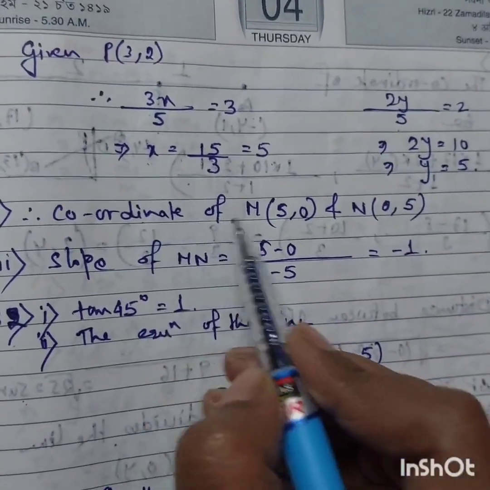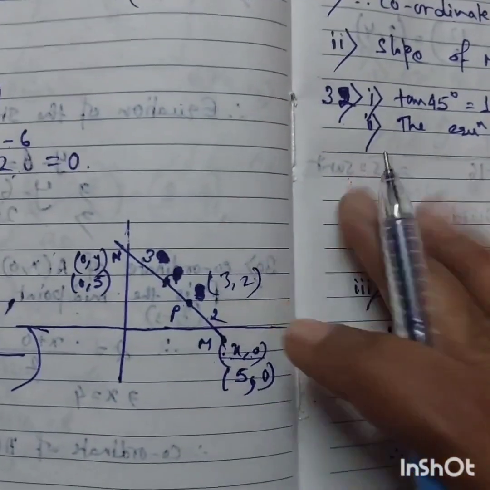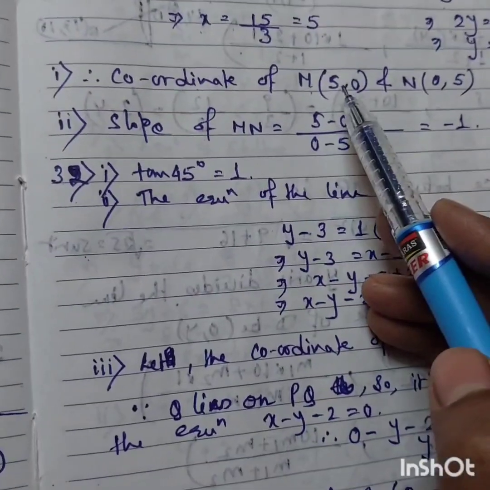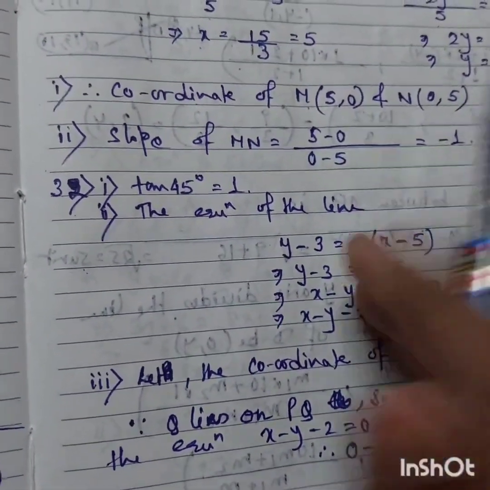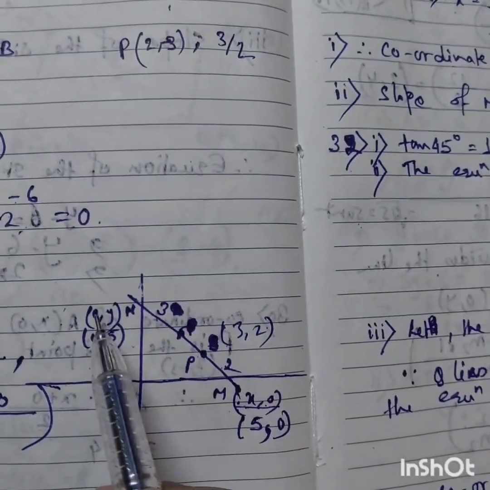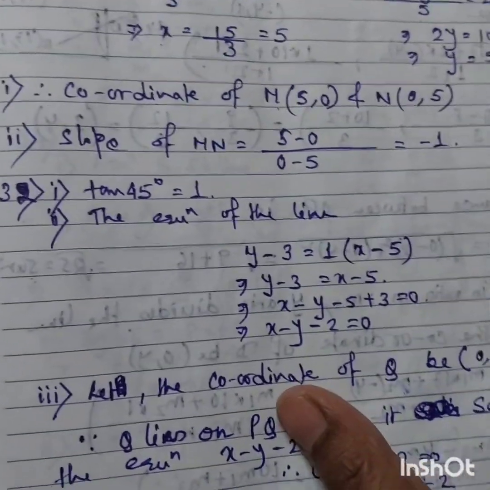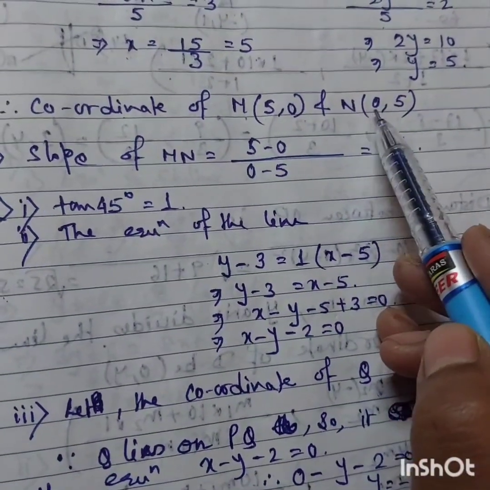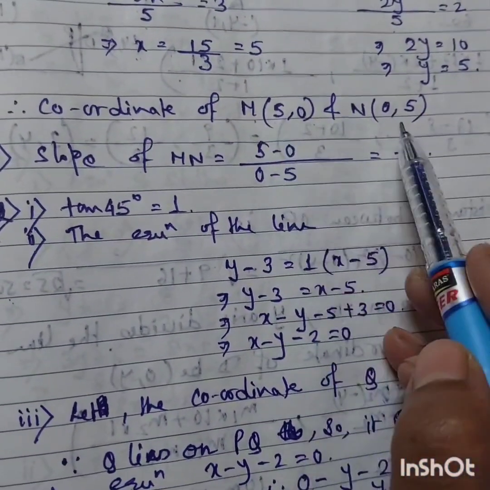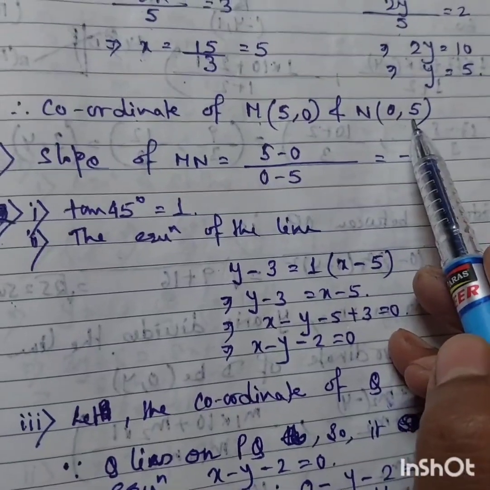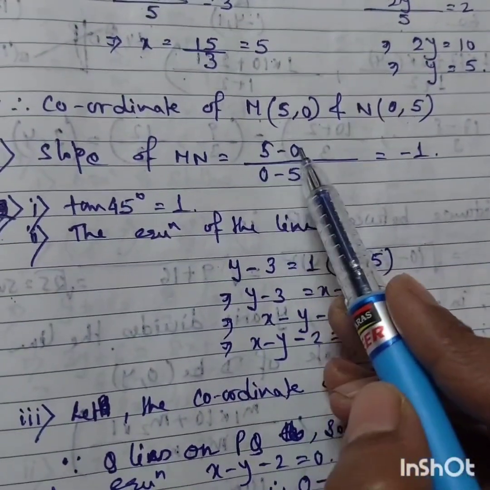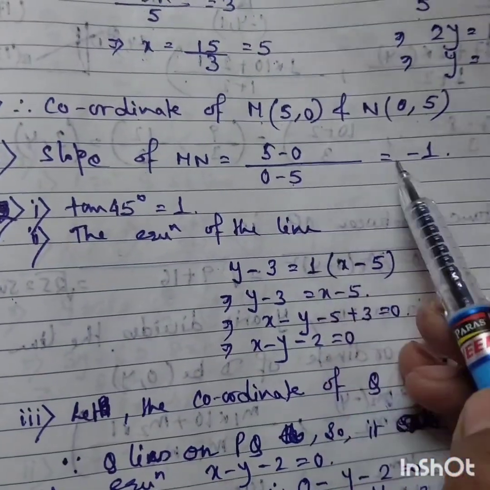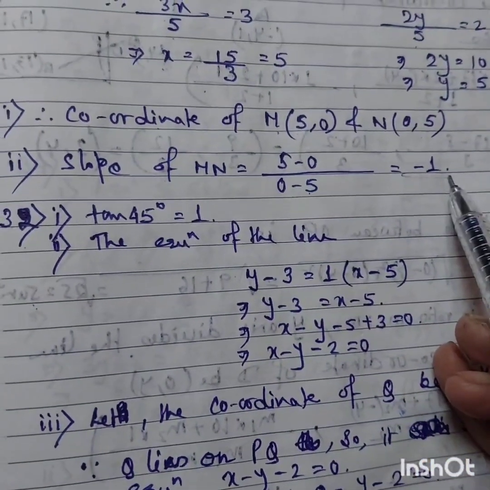So the coordinate of M will be (x, 0), and the value of x is 5, so the coordinate will be (5, 0). And the coordinate of N is (0, y), and the value of y is 5, so N is (0, 5). Now easily you can find the slope, that is (y2 minus y1), 5 minus 0, over (x2 minus x1), that is 0 minus 5. So you will get the slope minus 1. So this is your final answer.